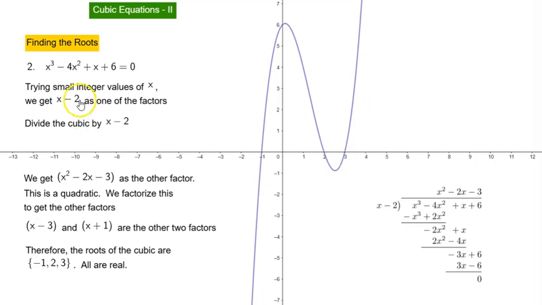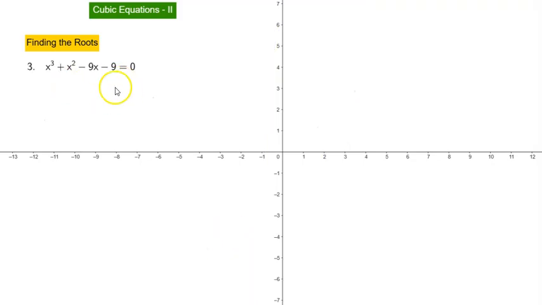And this is the graph of x cube minus 4x square plus x plus 6. And the roots are minus 1, 2, and 3. And all are real. Now let's look at the third one. X cube plus x square minus 9x minus 9 is equal to 0.